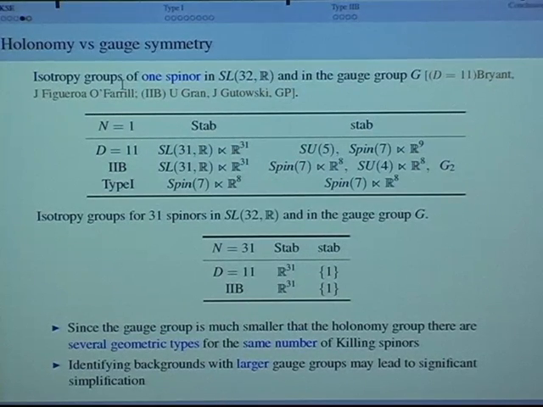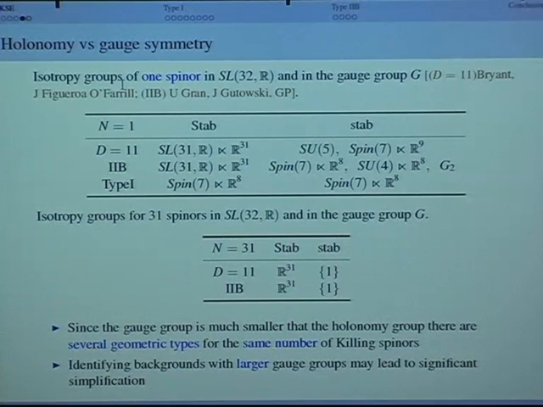In type 1, the Spin(9,1) has a single open orbit in the Majorana-Weyl representation with isotropy group Spin(7) semi-direct R^8. Now if you continue this comparison and you go to the other end, for 31 spinors, then you can see you still get some non-trivial isotropy group in SL(32,R), but the stability subgroup in the gauge group is 1.